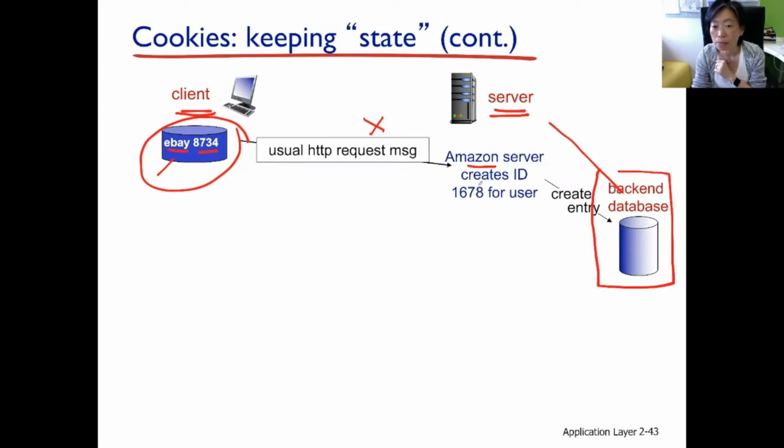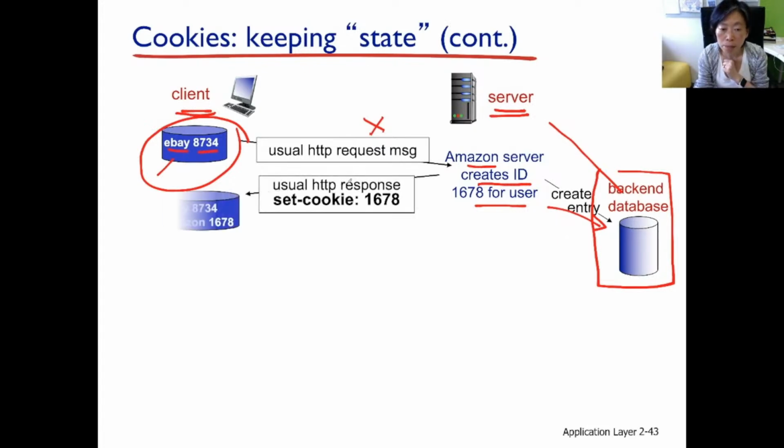But in the meantime, it will be creating an ID for this particular user and adding that to the database. In the response, it carries the web object that you're looking for, but it also carries the special header line, the set-cookie line. And see, the ID created is carried over through the HTTP response message back to the user. So the web browser here sets up one extra entry saying, for Amazon, the website, use ID 1678.